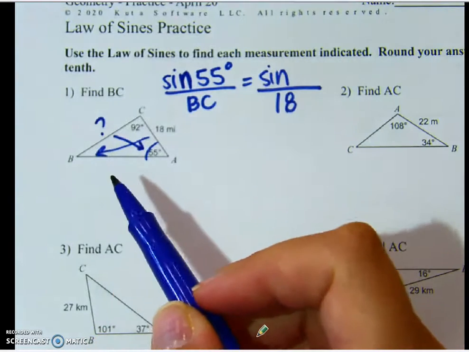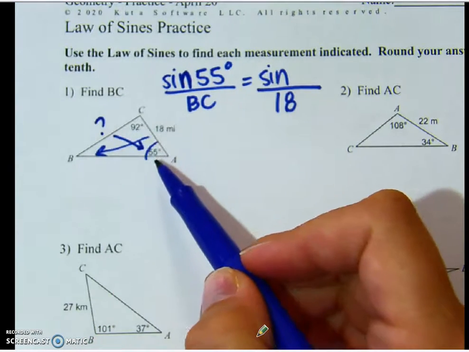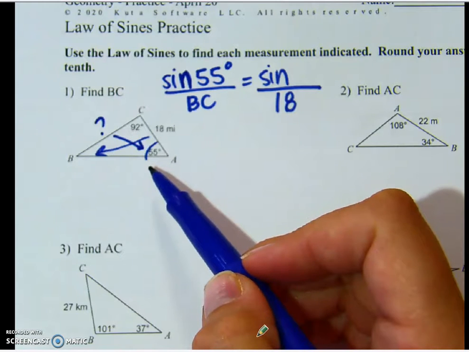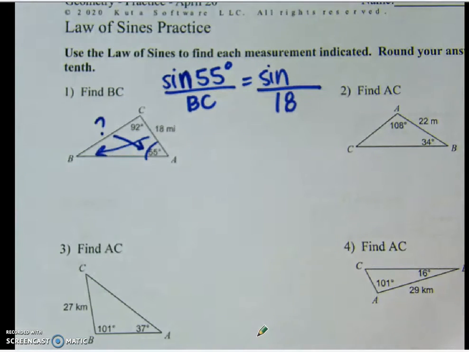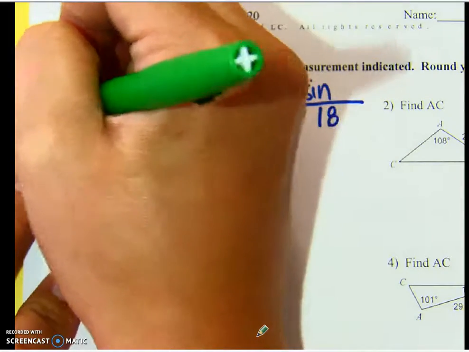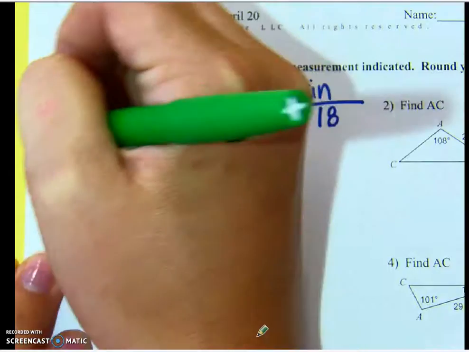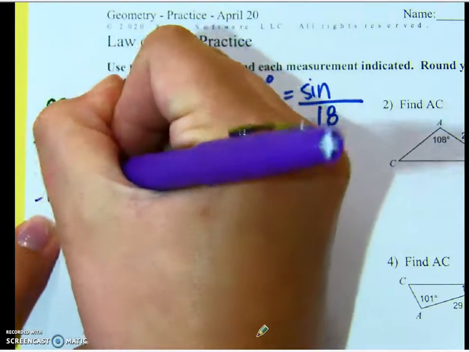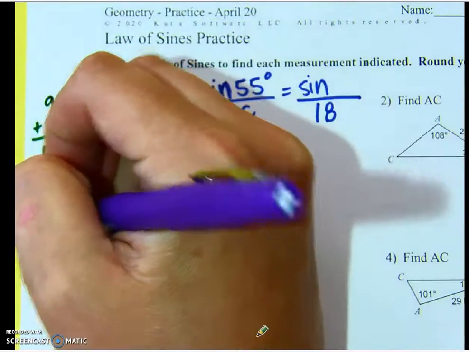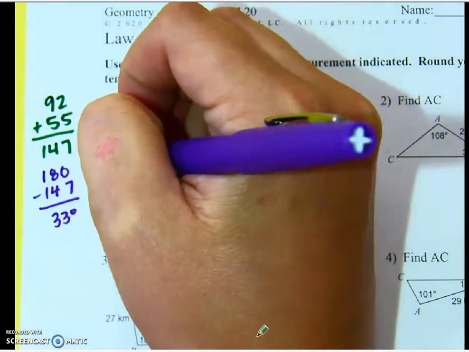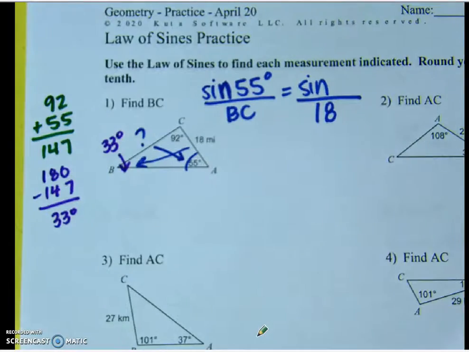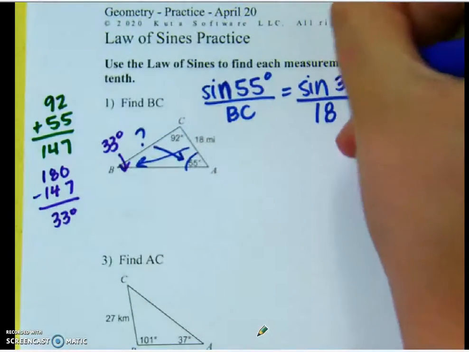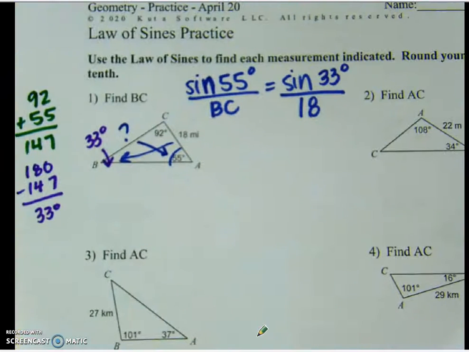So if this is 92 and this is 55, all three angles in a triangle add up to what? 180. So I can do 92 plus 55, and I can write this down if you'd like. 92 and 55 is 147. And then remember, we do 180 minus 147, which would be 33 degrees. So this angle right here is 33 degrees. So that means I can do sine 33 over the 18. So that's how I set that up. Not all of them, you have to find that third angle, but sometimes you do.